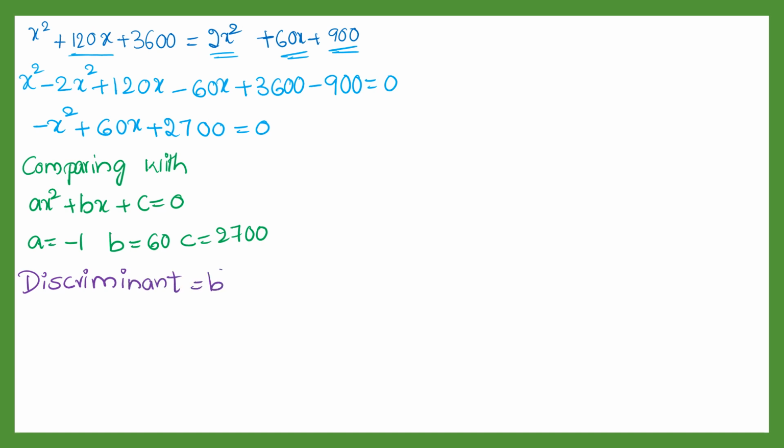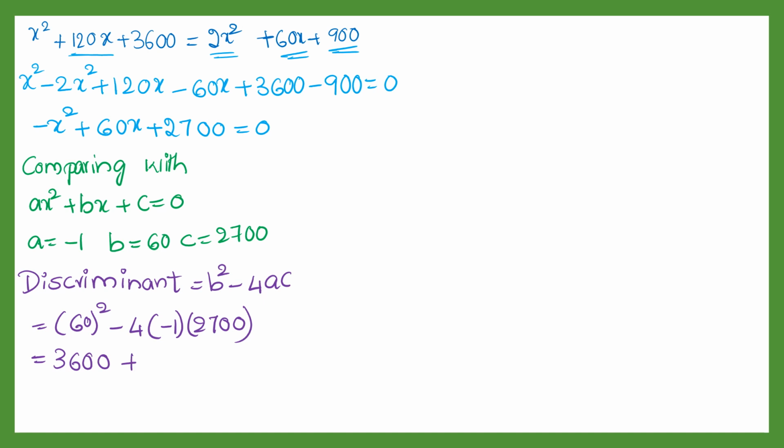Discriminant is what? b squared minus 4ac. b squared means 60 squared, minus 4 times a, which is minus 1, times c, which is 2700. 60 squared is 3600. Minus into minus is plus. 4 into 2700: 4 into 20 is 80, 4 into 7 is 28, so 80 plus 28, 108. You have 100, 2700, so 10800.